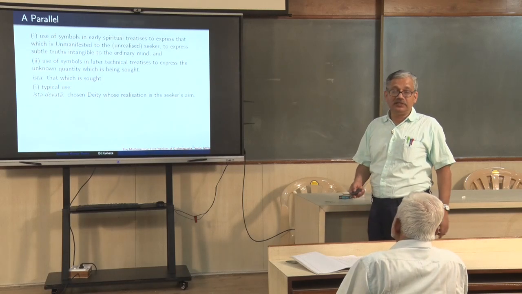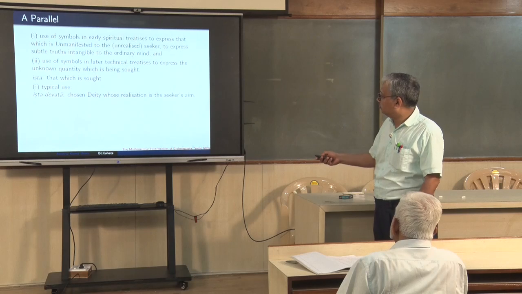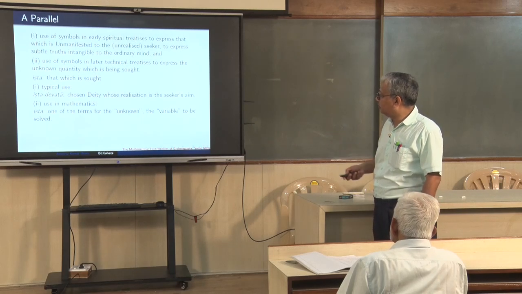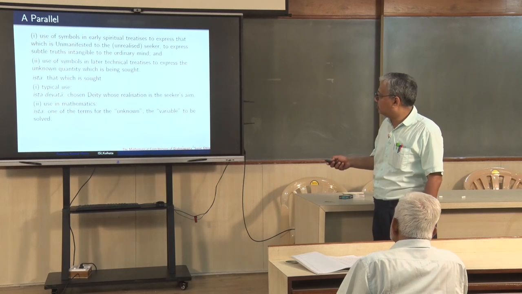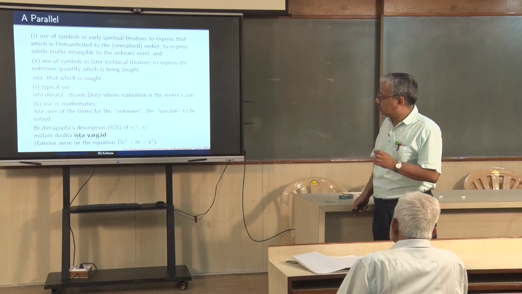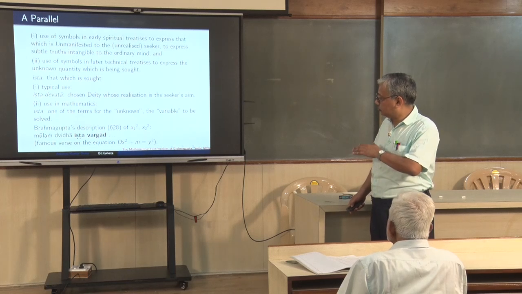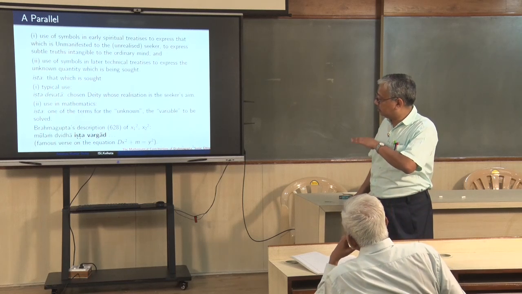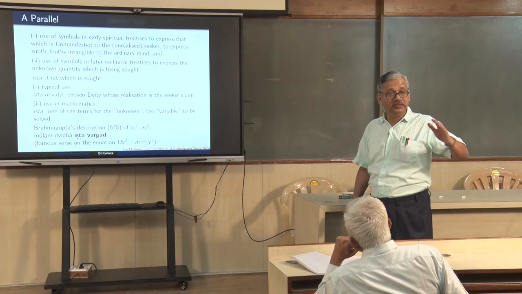What is interesting is, what was one of the Indian terms for the unknown? It is Ishta. Used in mathematics, Ishta is one of the terms for unknown or variable. Brahmagupta's Bhavana starts with Mulam Dvidha Ishta Vargat. That means x1 squared and x2 squared, they are called Ishta Varga. So, Ishta is the term for the unknown.